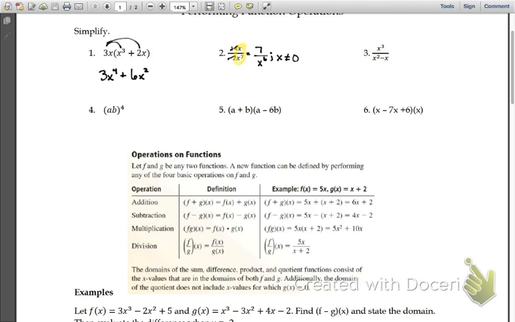Same way on 3, I have x to the third over x squared minus x. So I need to simplify first. So I'm going to have x to the third on top, and I'm going to have x times x minus 1. So if I have 3 x's on top and I have 1 on bottom, the only two that I can simplify here are on the outside. I can't do anything with what's inside the parenthesis.